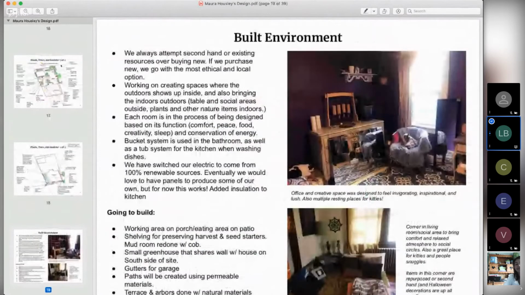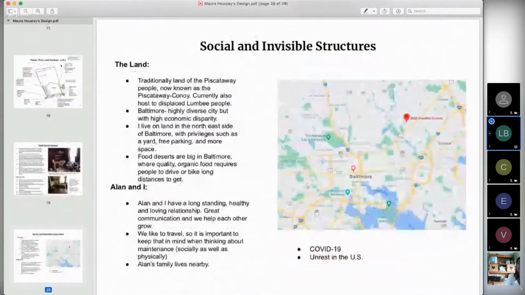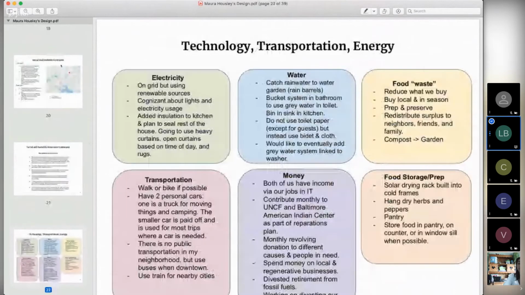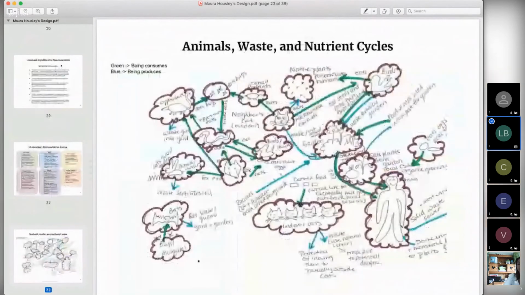You can also talk about the built environment, which is housing and structures. Social and invisible structures. So this could be things like legal, social, community, neighbors, family, your own personal habits and energies. Technology, transportation, and energy, how does that all figure into your design? Like electricity, water, recycling food waste, transportation, financial resources, food storage.